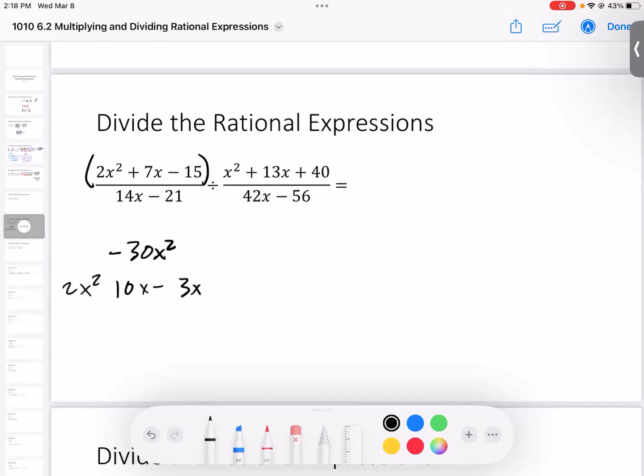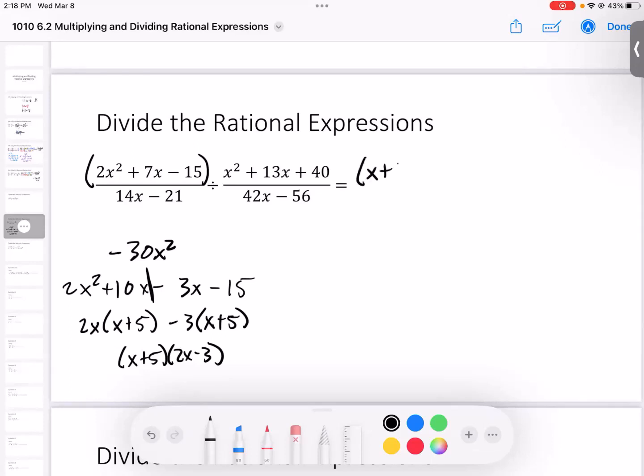So we get 2x squared plus 10x minus 3x minus 15, split it into two groups. 2x is in common in the first group, so you get x plus 5. The second group has a -3 in common, which gives you x plus 5. Factor out the common x plus 5, and you get 2x minus 3. So again, this is just like review of the stuff we did last unit, factoring the polynomial so that instead of it being stuff added together, you have things that are multiplied together. So that's our first one.